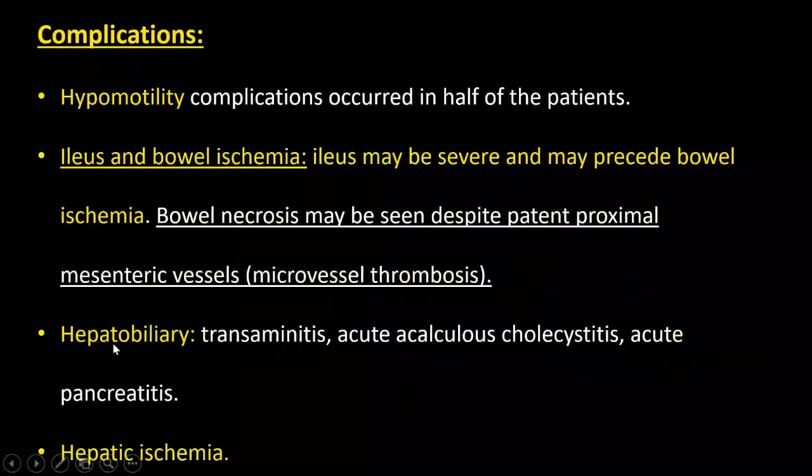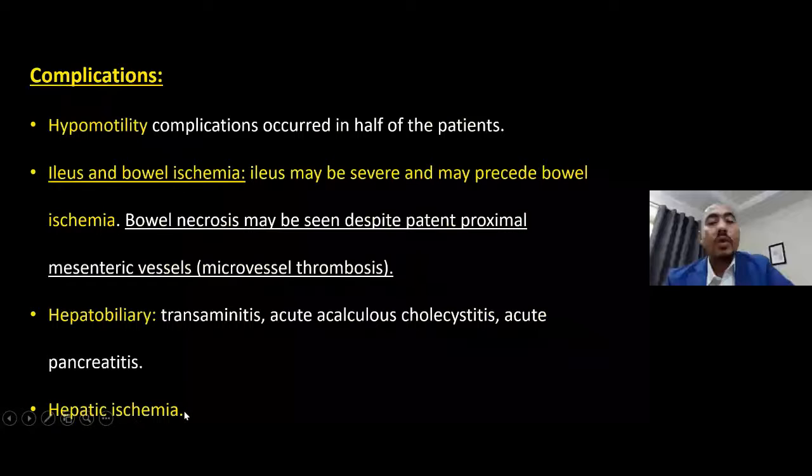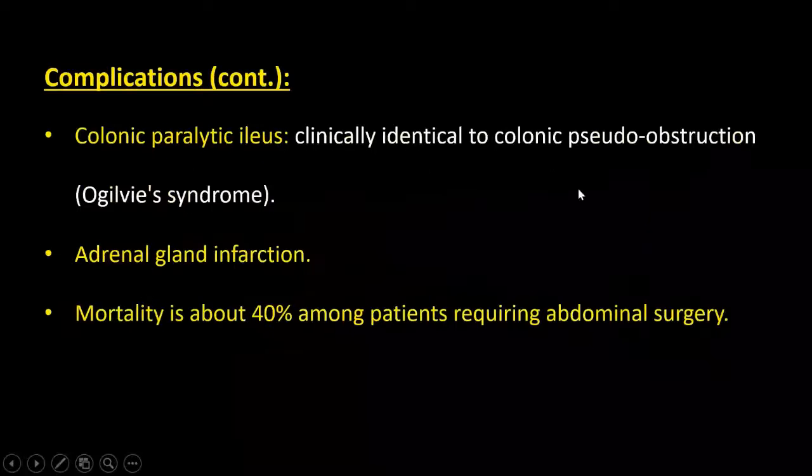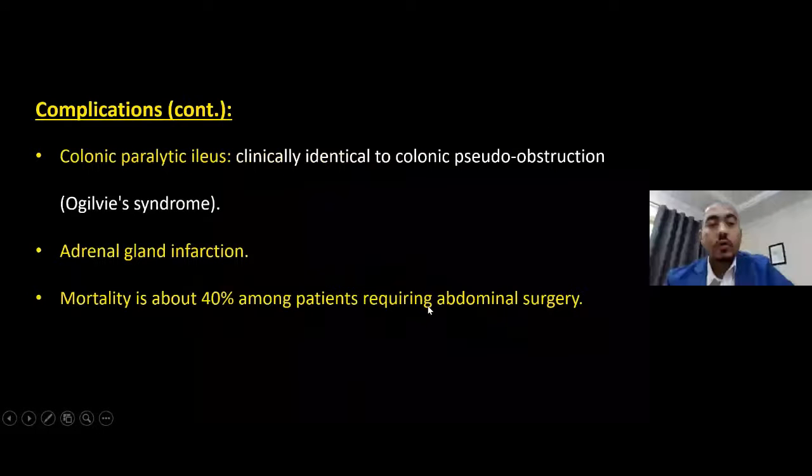Hepatobiliary complications include transaminitis, cholecystitis, and pancreatitis. Hepatic infarction could also occur. Other complications include colonic paralytic ileus, which may mimic Ogilvie syndrome or colonic pseudo-obstruction. Adrenal gland infarction could also occur. Mortality is about 40% among patients requiring abdominal surgery.